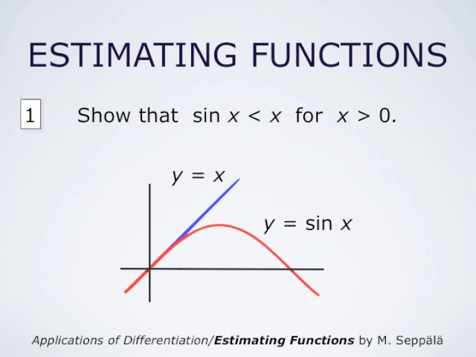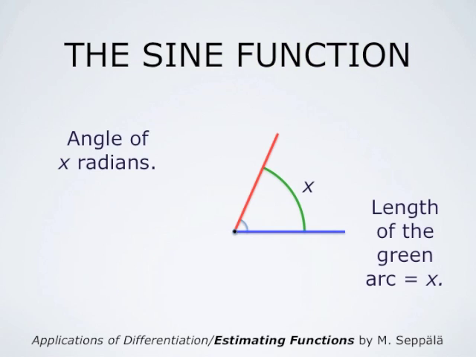As an example of the use of calculus methods, we now show that sine of x is less than x for x positive. That is, we show that the blue line, y equals x, lies above the graph of the sine function, the red curve, for x positive. Recall first that angles are measured in radians.